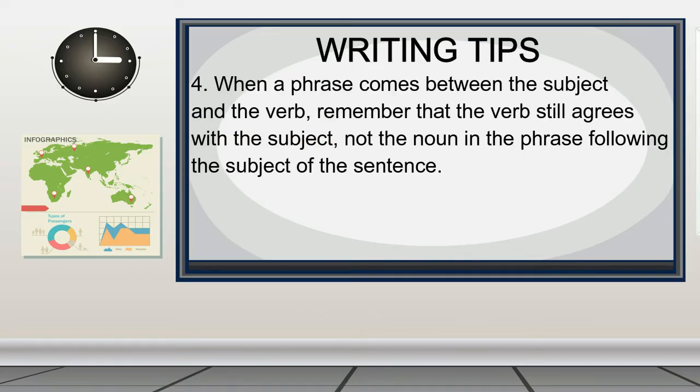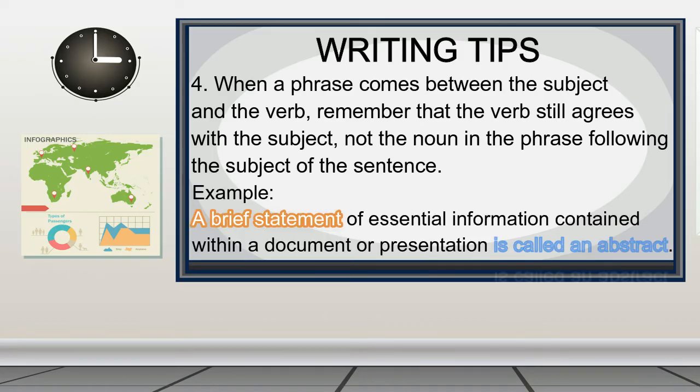And when a phrase comes between the subject and the verb, remember that the verb still agrees with the subject, not the noun in the phrase following the subject of the sentence. This may occur when you use pattern number 2 in writing your definitions. For example, a brief statement of essential information contained within a document or presentation is called an abstract.